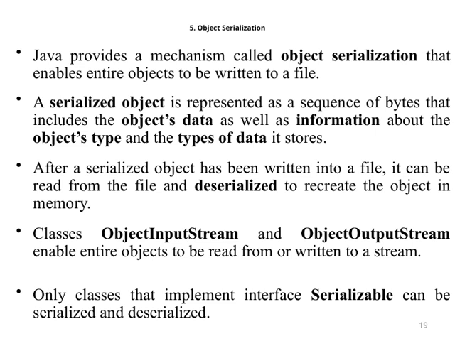When we serialize an object, it gets transformed into a sequence of bytes. These bytes aren't just random. They include the actual data stored in the object, as well as information about the object's type and the types of data it contains. Once an object has been serialized and written into a file, we can later read that file and deserialize the bytes to recreate the original object in memory. This process is vital for tasks like saving application state or transmitting objects over a network.